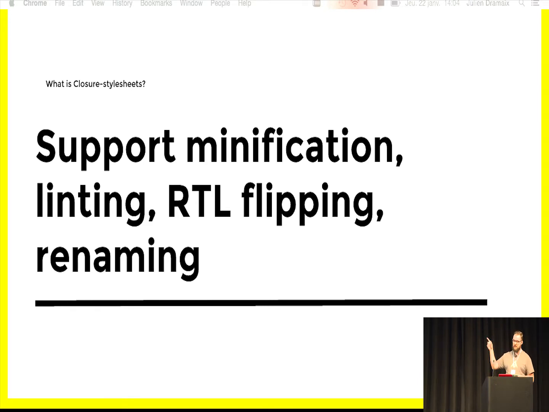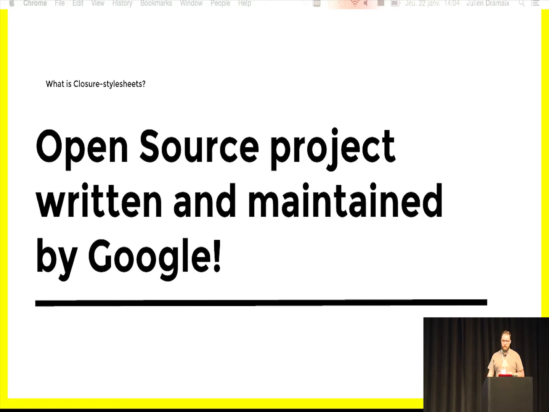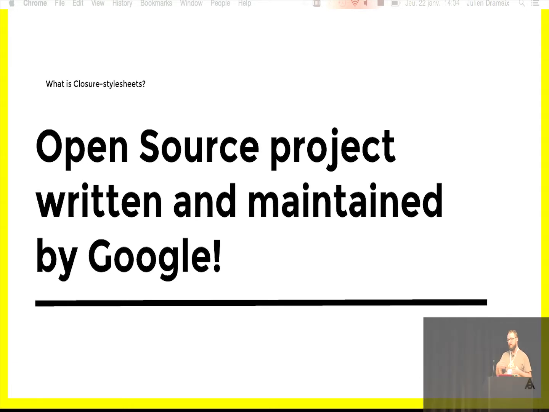Also, the GSS compiler will validate your CSS, and it will fail if it detects an error or if your CSS is invalid. It also supports right-to-left flipping, and it will rename your style classes. And yeah, the big feature is that it comes with full CSS3 support. And finally, another reason why we chose GSS is that it's an open source project that was created by Google and is maintained by Google. So if we need to change or fix something, it's much easier. It gives us more flexibility.